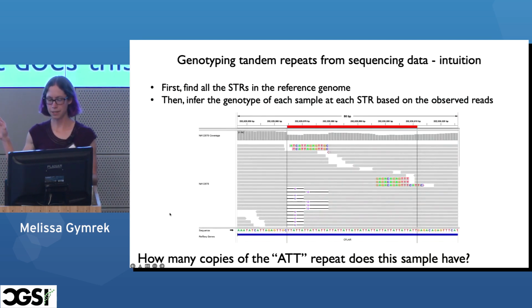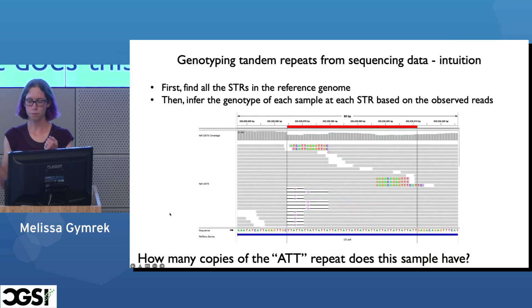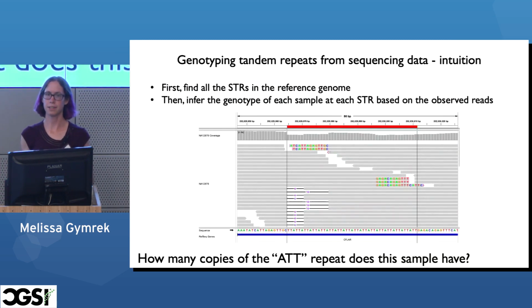Okay, so intuitively, what we're going to do when we want to genotype these repeats is something like this. First, we would come up with a list of where all the STRs are in the reference genome. Here is just an example. If you've seen these IGV screenshots before, the bottom here is the reference genome, and here we found that there is this ATT triplet repeat in this region of the reference.